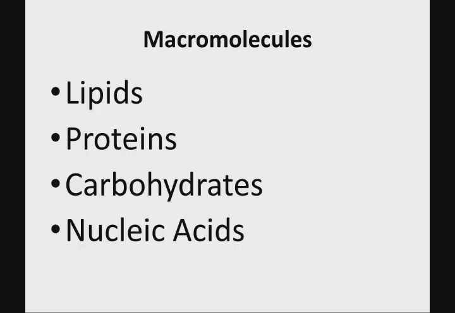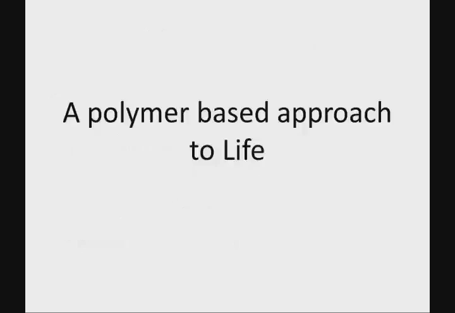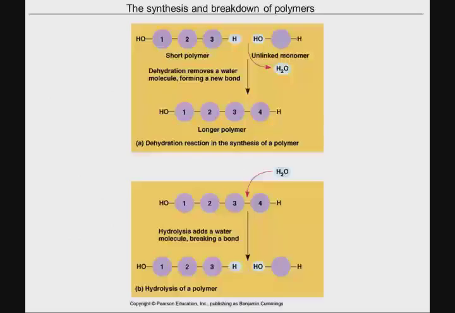And what we're going to see is that there's some commonality to the chemistry of life. This provides efficiency for life. And this, in the simplest form, is known as a polymer-based approach to life. Right, this is our first example of this chemical efficiency. So first we need to define polymers.